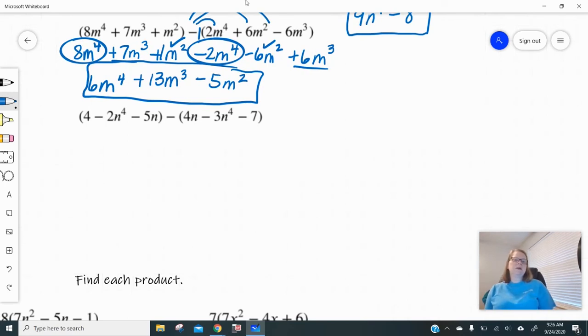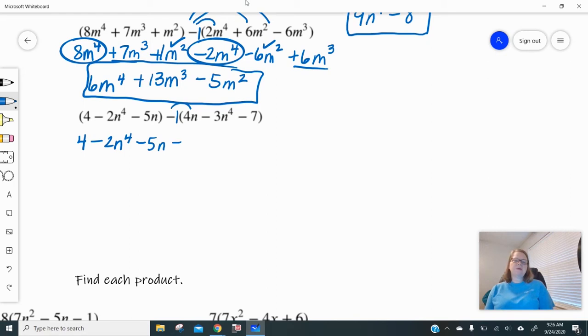Let's see here. We've got parentheses, but there's nothing in front that would change anything inside the parentheses. So I'm just going to bring it down without the parentheses. And then we've got a minus sign here, so remember to multiply, distribute.